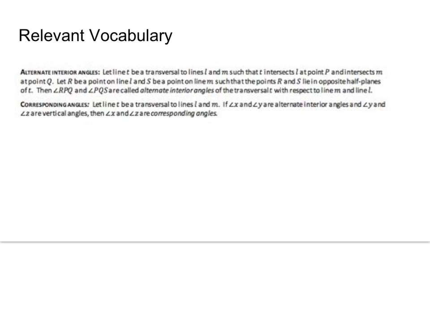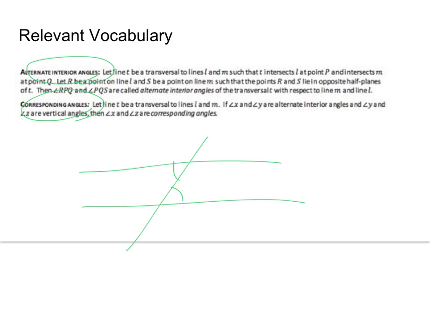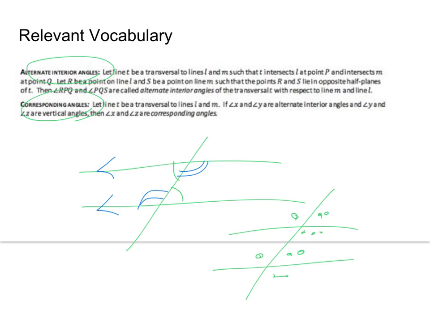Relevant vocabulary. Please just make sure you've read through these and you understand them. Okay, I have alternate interior angles. They're alternating sides of the transversal on the inside of the parallel lines. Then I have corresponding angles. Okay, all of these are corresponding. I'm just going to put dots because they're easier than arcs. All of them are corresponding, and corresponding angles are congruent.